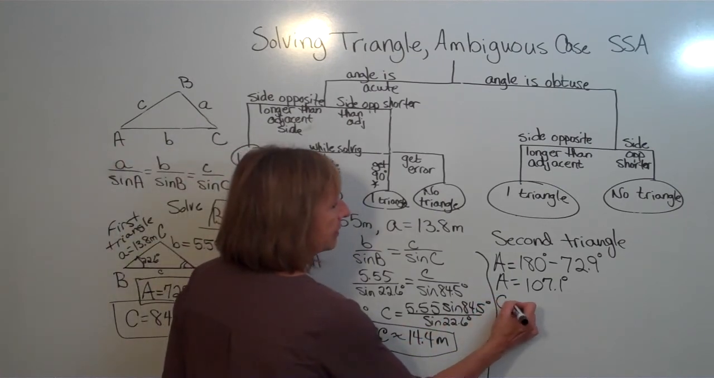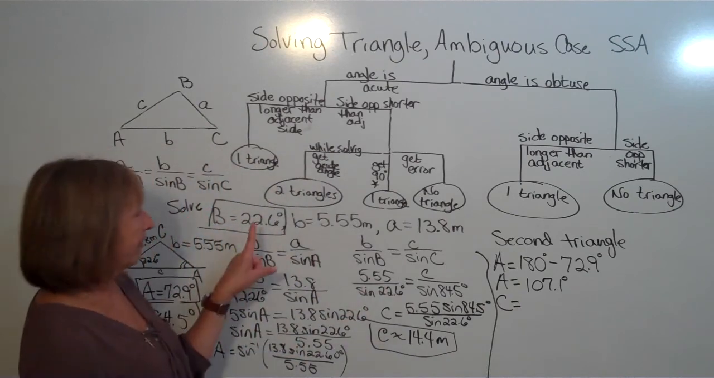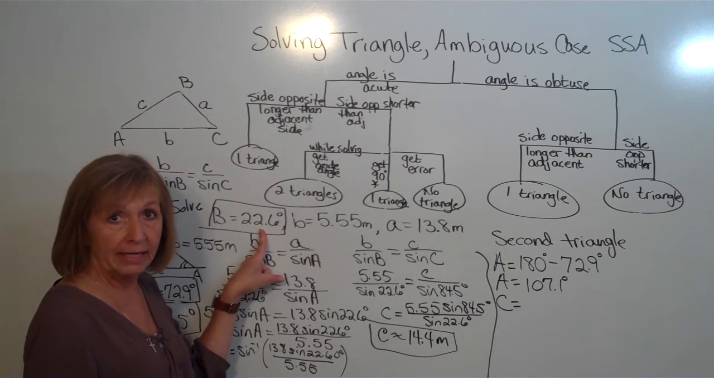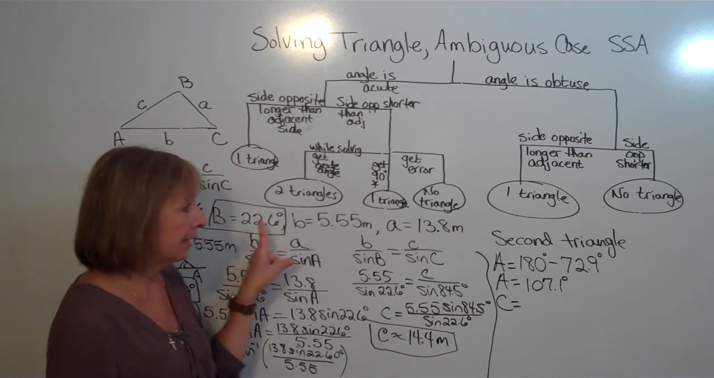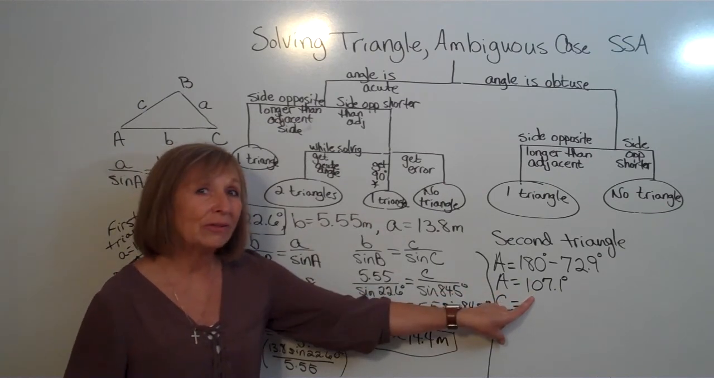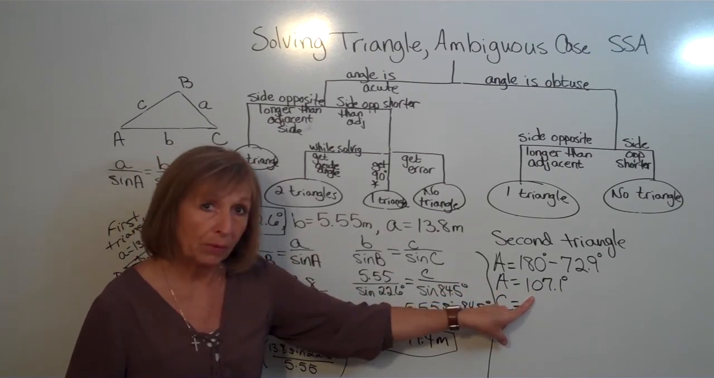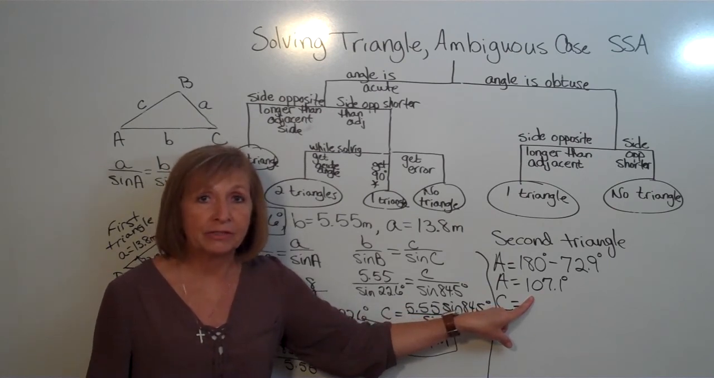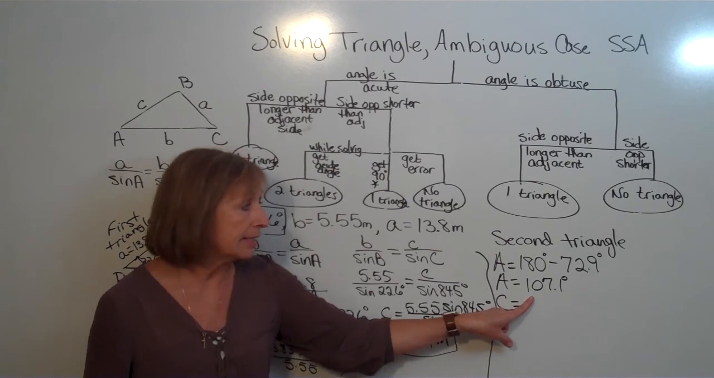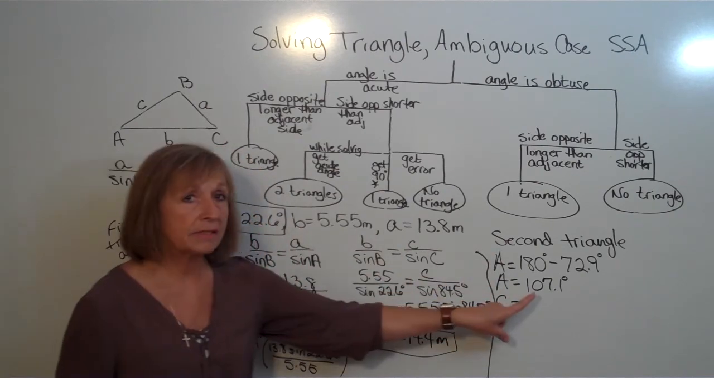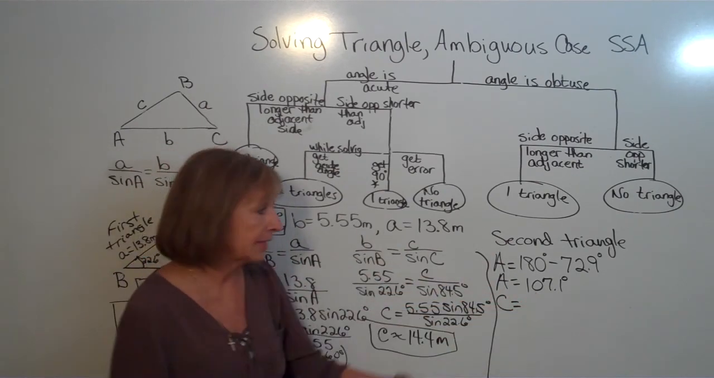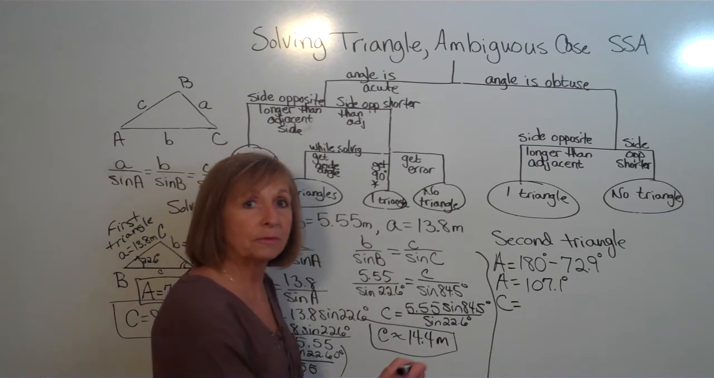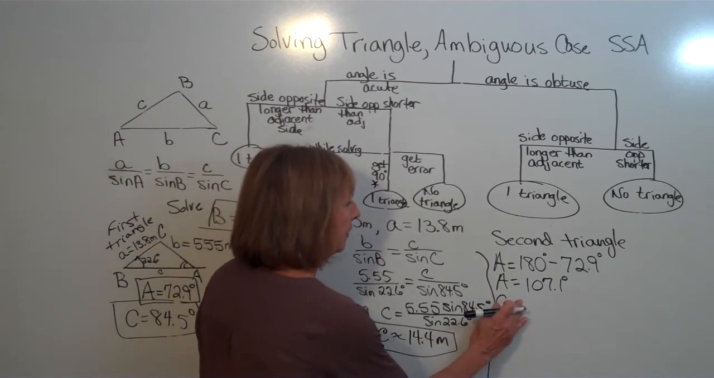Now for our angle C. Well, I've got my 22.6 degree angle for my angle B. My new angle A is 107.1 degrees, but I still know that my triangle's measures add up to 180 degrees. So when I take 180 degrees and subtract off the sum of these two angles, I get C is approximately equal to 50.3 degrees.